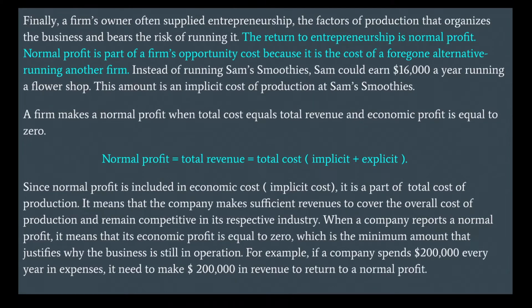A firm makes a normal profit when total cost equals total revenue and economic profit is equal to 0. So normal profit means total revenue equals total cost, implicit plus explicit.